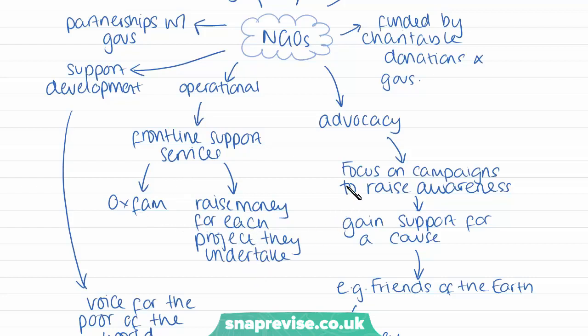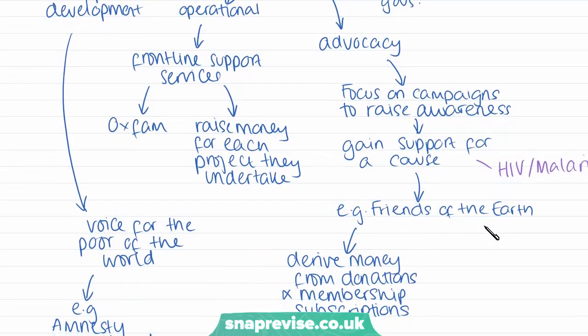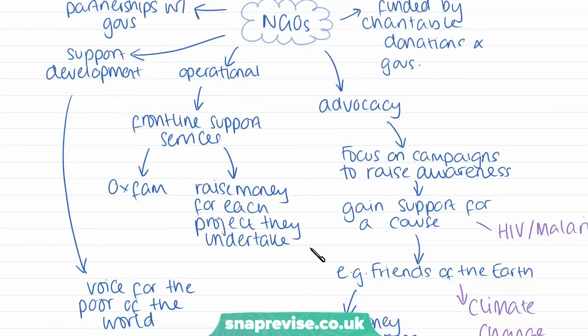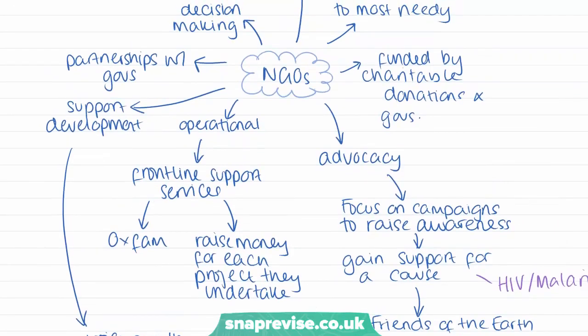And the other type of NGO we have is an advocacy NGO. Advocacy NGOs are those who focus on campaigns to raise awareness and gain support for specific causes, and they derive their money from donations and so on. An example is raising awareness for diseases like HIV and malaria. Another common example is a group called Friends of the Earth, and they are an environmental NGO that raises education on the issues of climate change and other environmental issues.